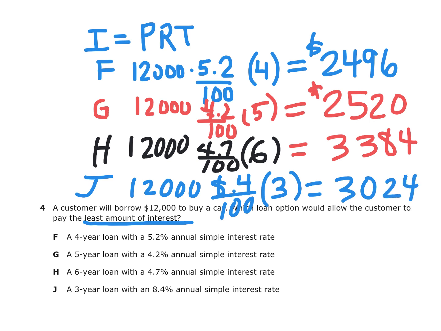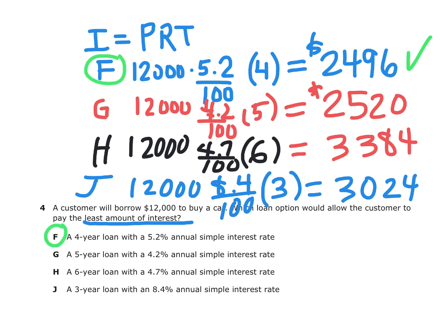So in this case, it looks to me the least amount of interest would be the very first one that we did. 2496 is less than 2520 and less than the other two, which are over 3000. So that would be answer F.